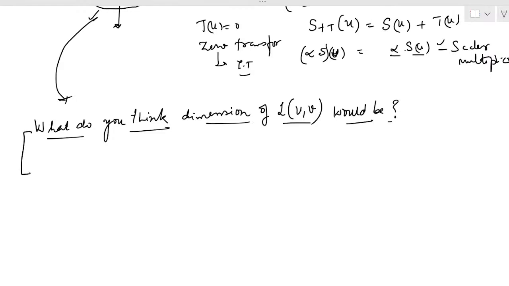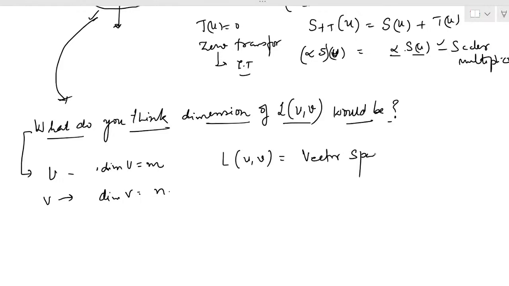Let me write here. Let U be a vector space over field F, and let the dimension of U be equal to M, and let V be a vector space over field F, and the dimension of V is N. We've already stated that L(U, V), the set of all linear operators, also forms a vector space over F. Having said all this, the dimension of this particular L happens to be M into N.